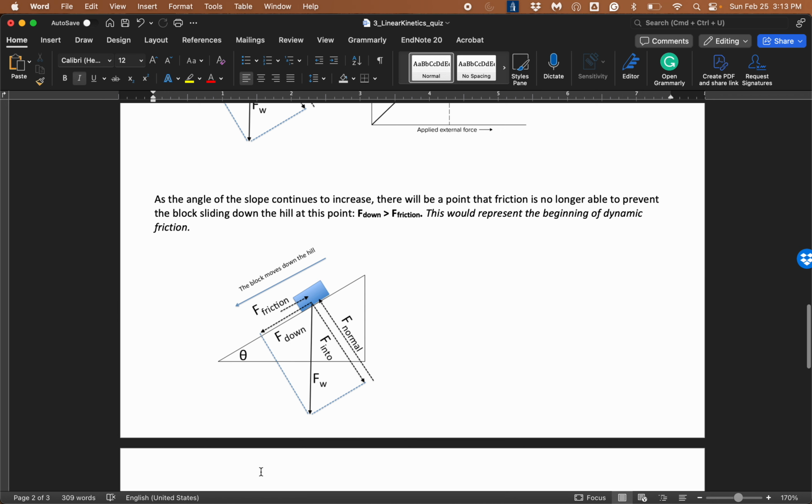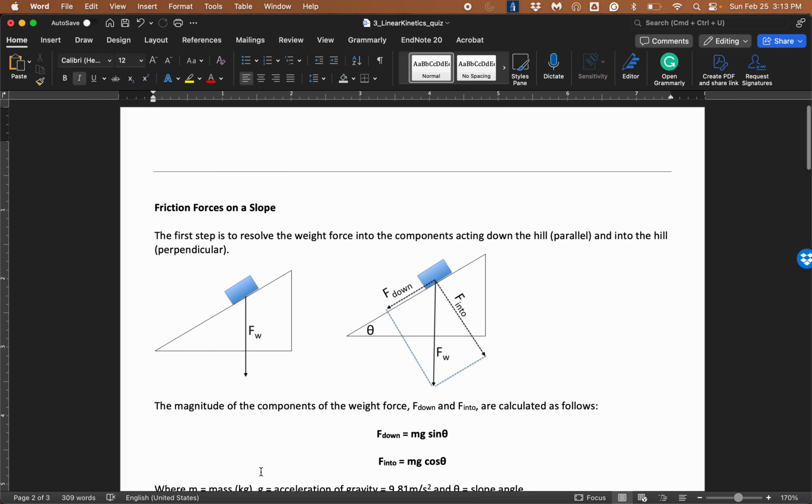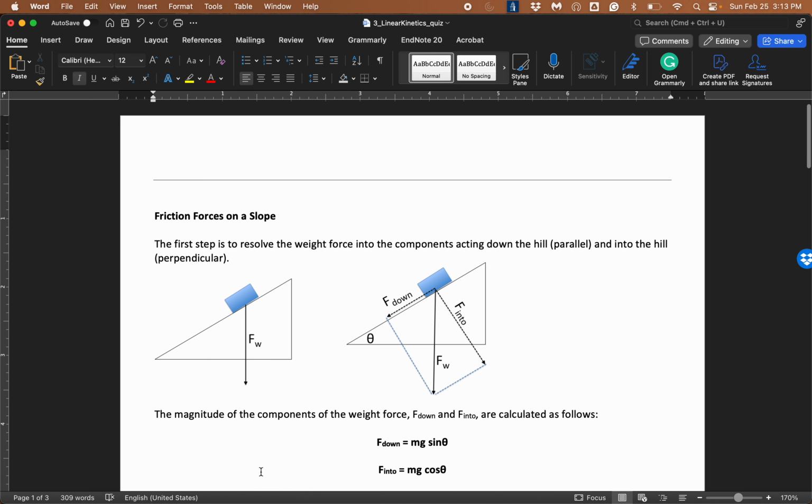Hopefully that gives you a better understanding of how friction relates to standing on a slope, and we will discuss this further in class.